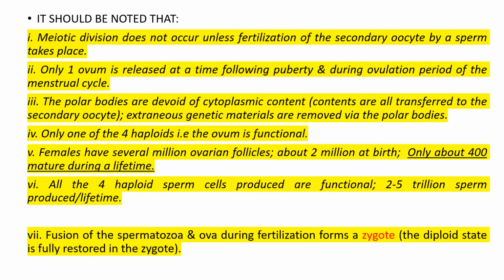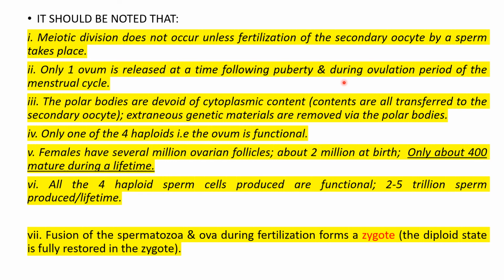Let us note that, 1. Meiotic division does not occur unless there is fertilization of the secondary oocyte by sperm cell. 2. Only one egg is released at the time following puberty and during ovulation period of the menstrual cycle.